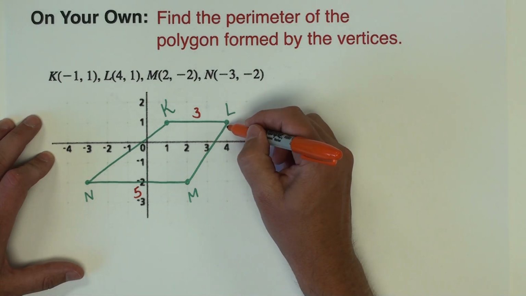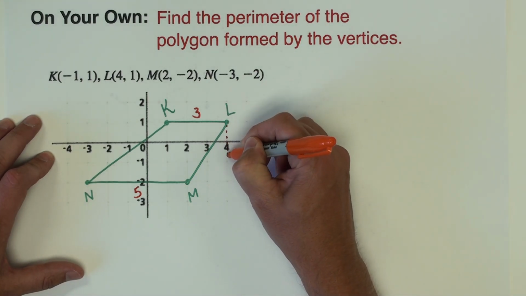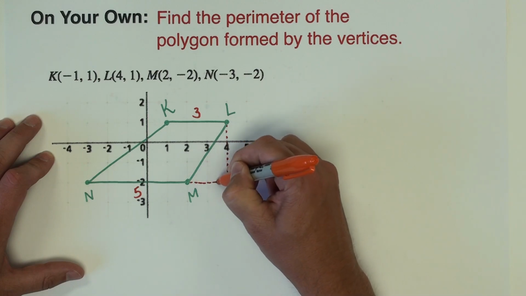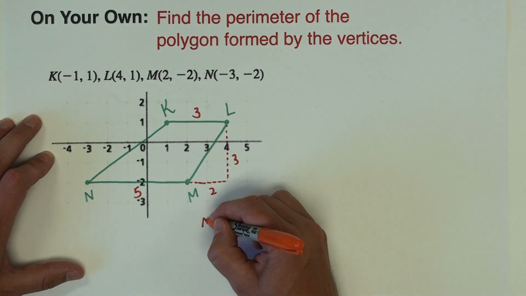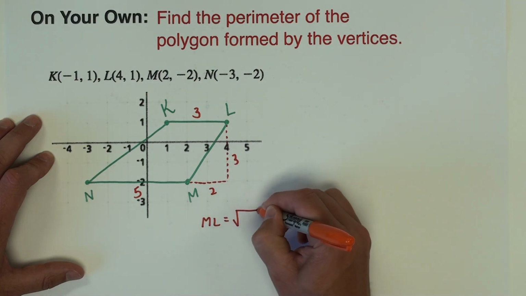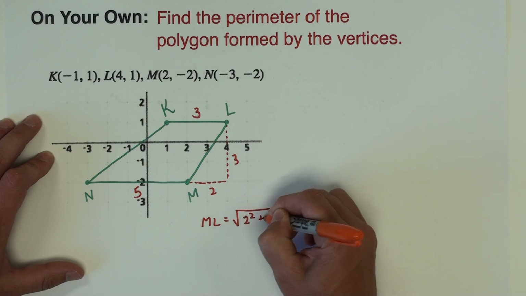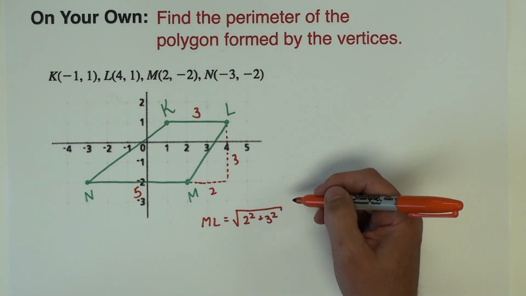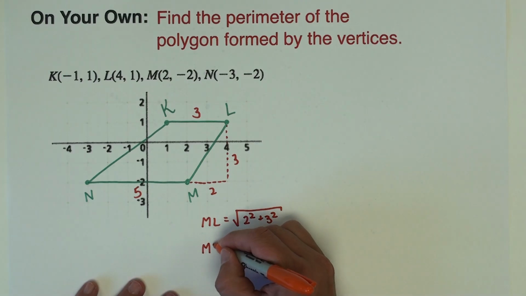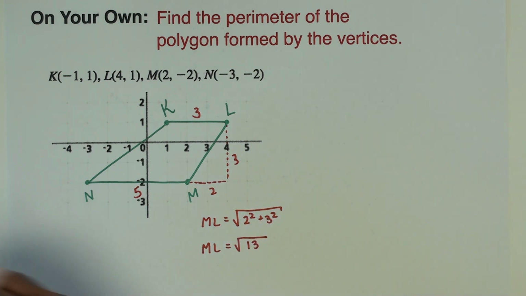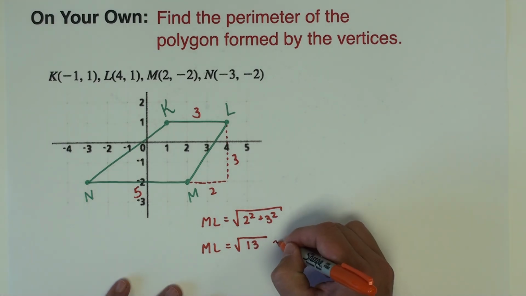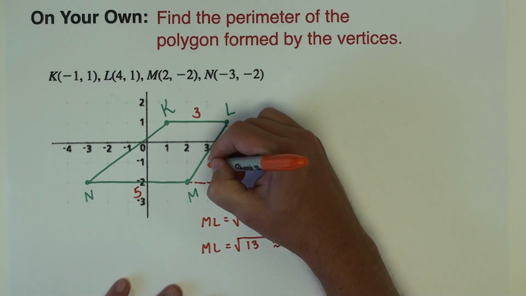Now for the other two, for ML, I'm going to have to see this as a triangle, which is 2 by 3. So the length of ML is going to be the square root of 2 squared plus 3 squared. That's coming straight from Pythagorean's theorem. So ML is the square root of 4 and 9, which is 13. The square root of 13, we've seen that already in a separate problem. The square root of 13 is about 3.6.